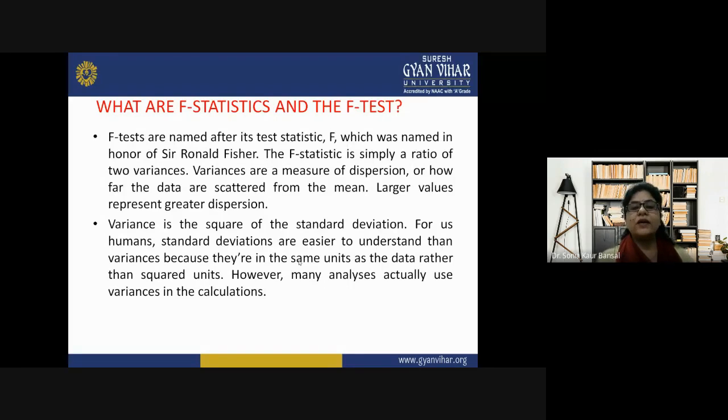Variance is the square of the standard deviation. Now understand what variance is: variance is the square of the standard deviation. For us humans, standard deviations are easier to understand than variances, because they are in the same unit as the data rather than squared units. Just understand it in that simple way: variance is the square of the standard deviation. However, many analyses actually use variances in the calculations. All right, students, so it has to be understood in that way.